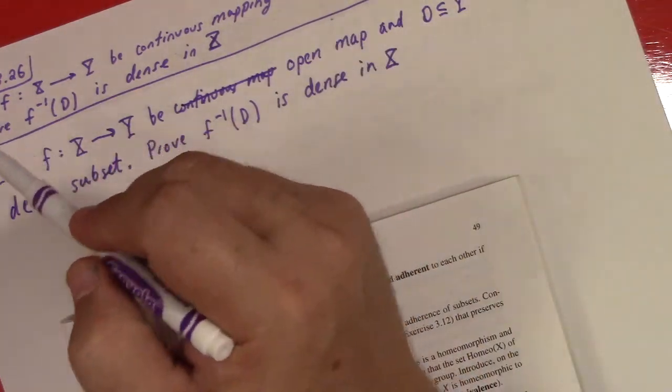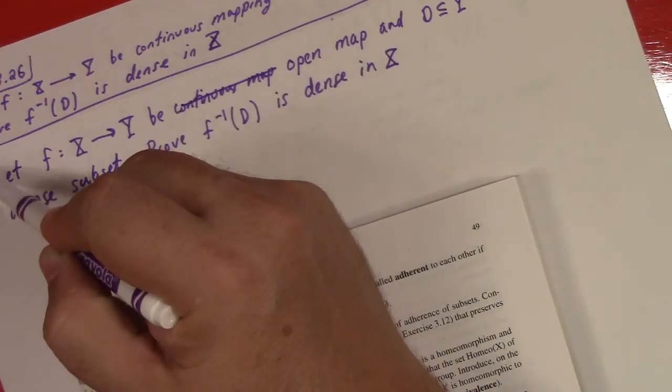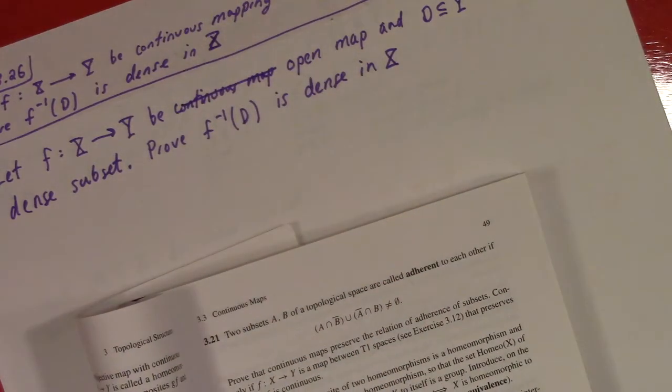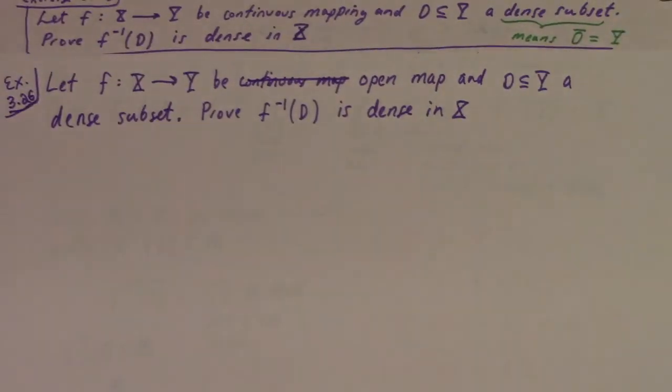All right, so that is the real exercise 3.26. So you see what I copied down wrong was continuous versus open. As we just said, golly, I think we're assuming open maps are continuous. Well, huh. I guess we haven't assumed that an open map is continuous, is it?